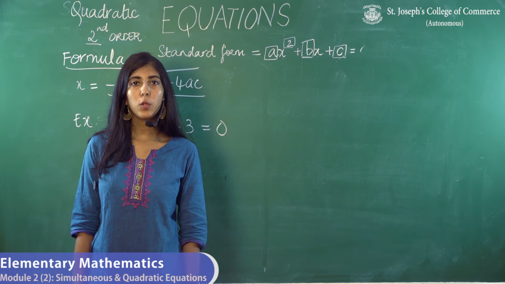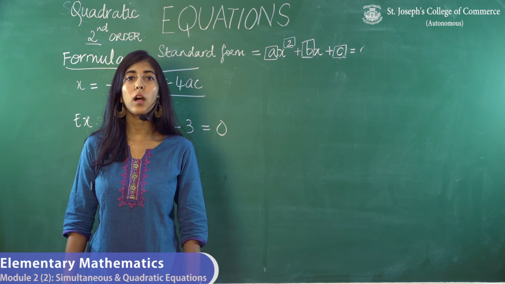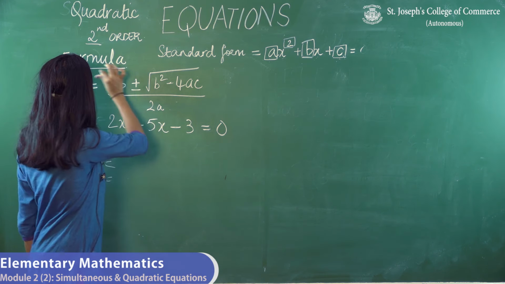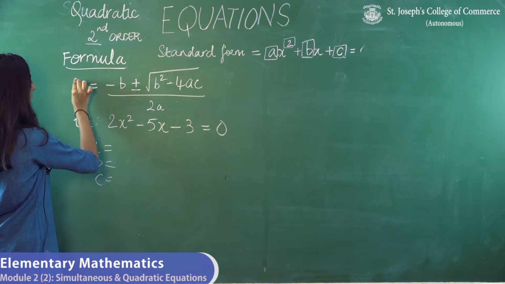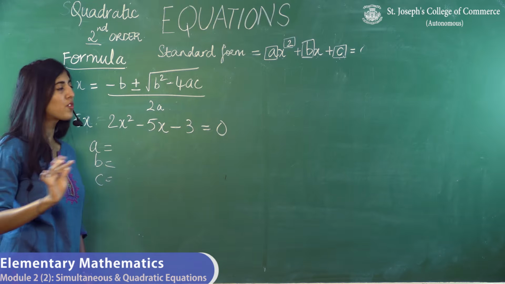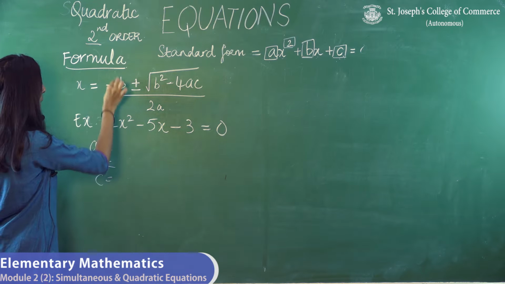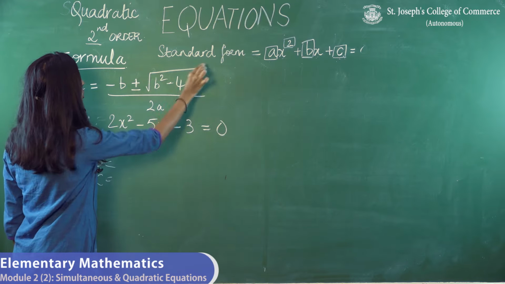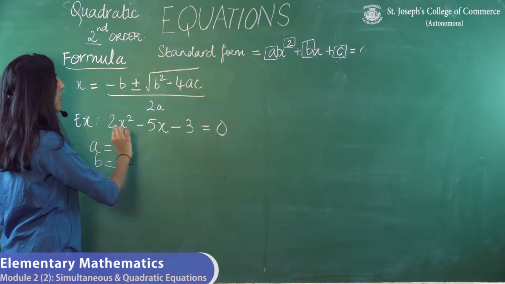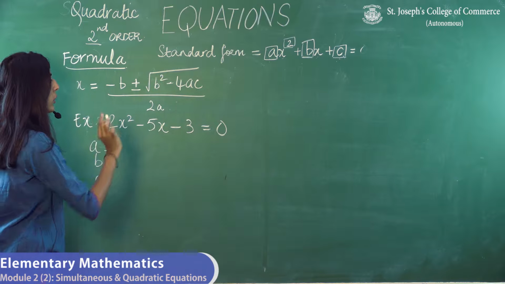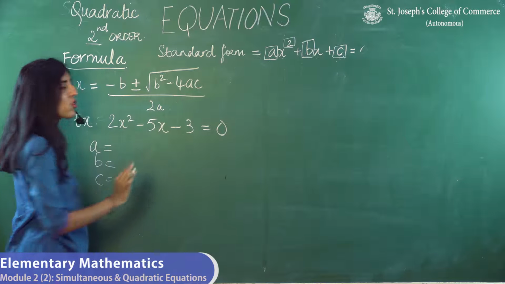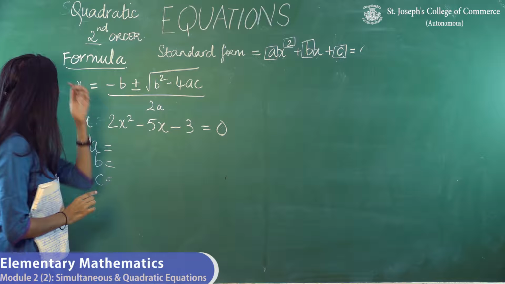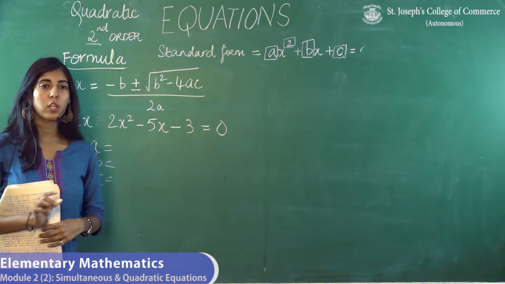The second method we're going to use to find the answer to the quadratic equation is called the formula method. This is the formula that you need to learn. x will again have 2 roots. So x is equal to minus b plus or minus root of b square minus 4ac divided by 2a. I'm going to use this formula to solve the same equation that we did previously: 2x square minus 5x minus 3 is equal to 0.